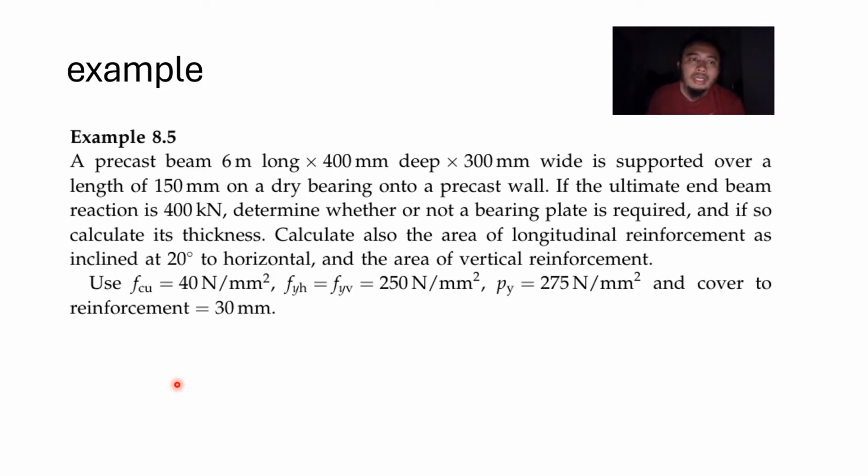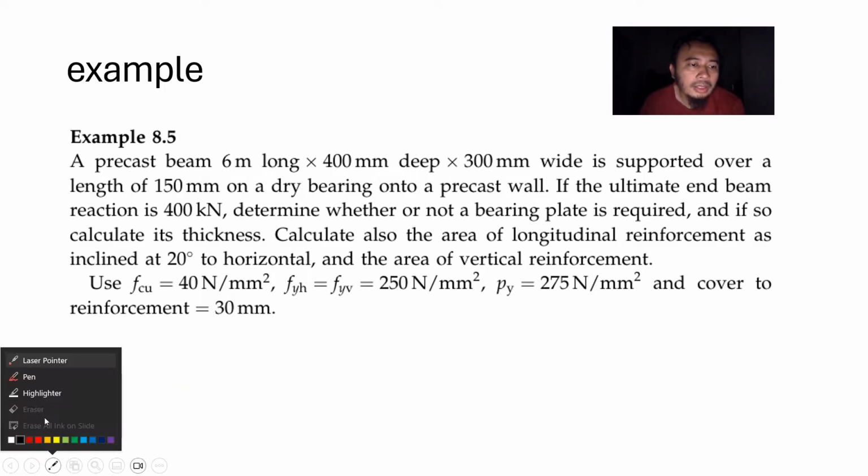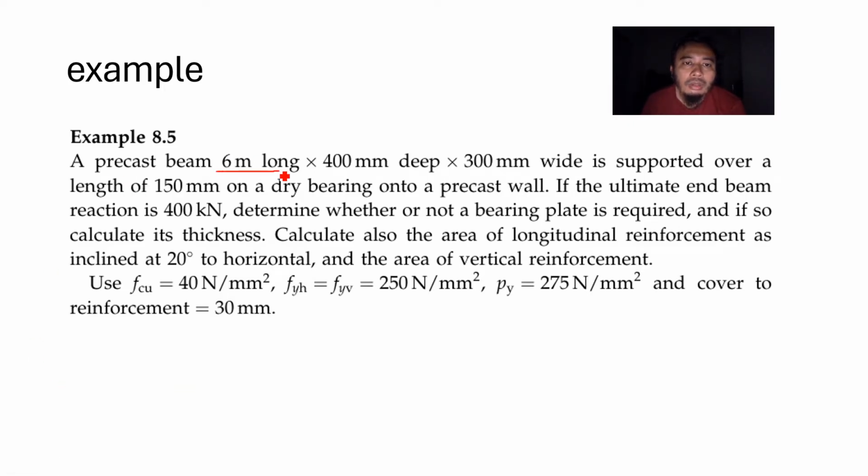So let's take a look at the example. Example 8.5: you have a precast beam 6 meters long, 400 deep, 300 mm wide. So your precast beam is 6 meters long, 400 deep, and 300 wide. Basically 6,000 will affect the constructability tolerance. And the beam is supported over a length of 100. So this is your bearing length, 150 mm on dry bearing.